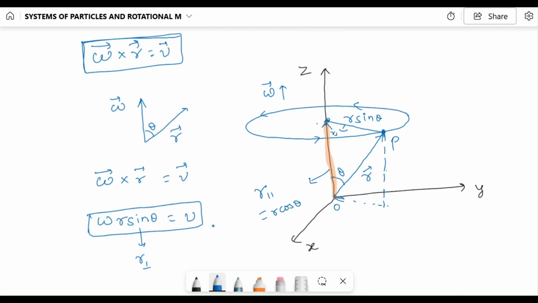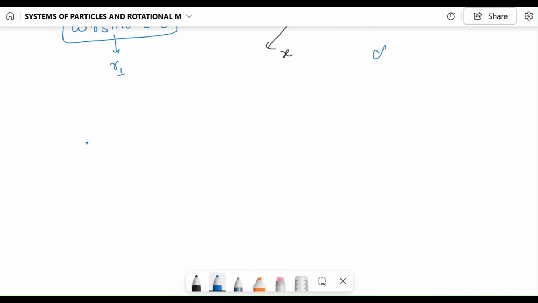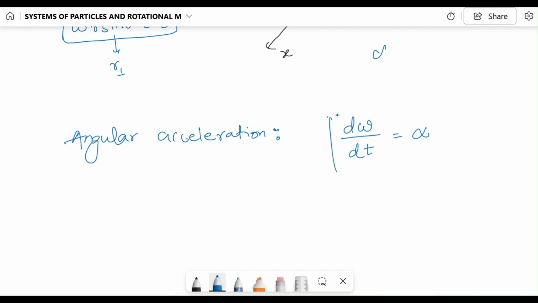Now what about angular acceleration? Angular acceleration is written as alpha. Acceleration is nothing but the rate of change of velocity. So for instantaneous angular acceleration, we take the time derivative of omega, and then we have angular acceleration, which we denote by alpha.